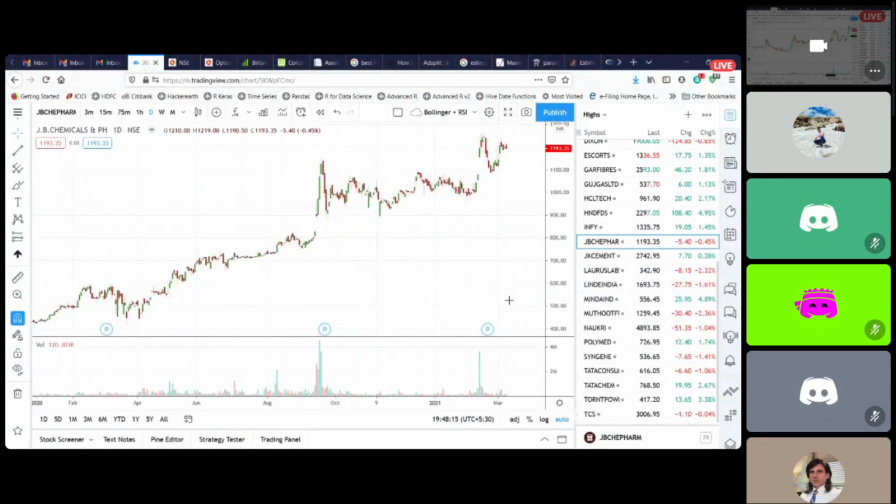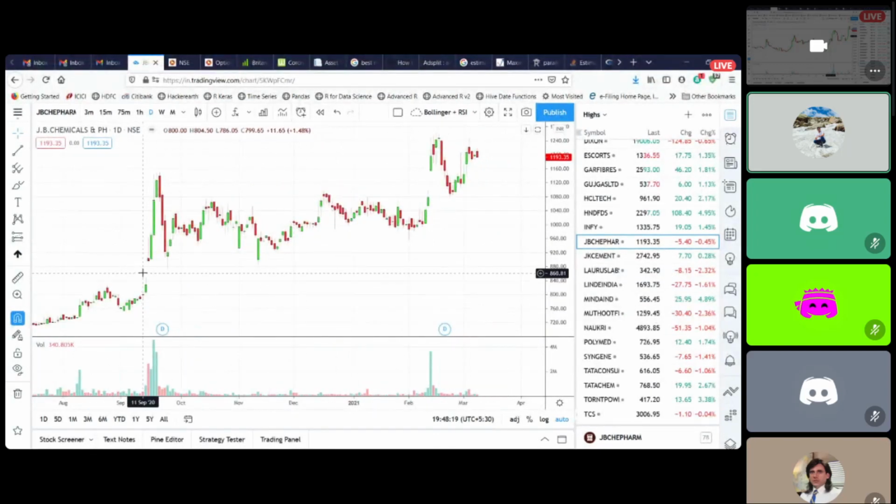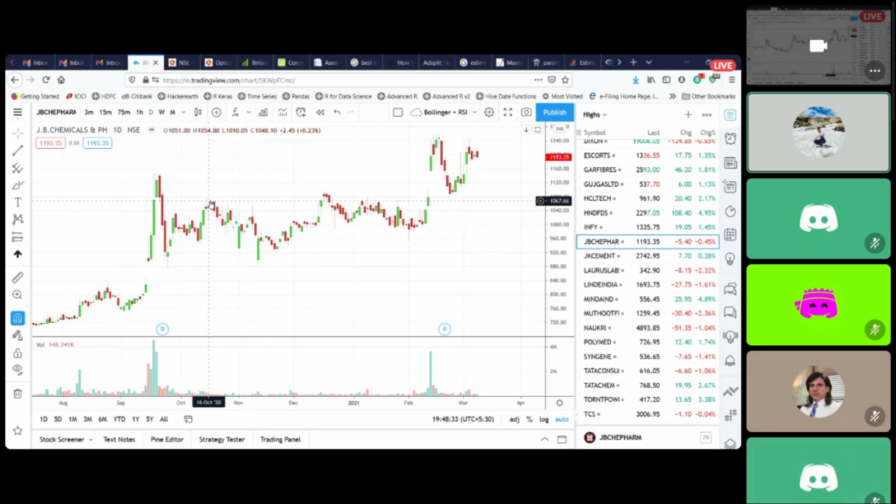Got it. So in JB Chem itself, once it is on my radar, I see that this support is here at 880. When this big green candle comes in, this becomes my entry point to go long. So I go long at 950, immediate booking target at 1060, and holding the rest for 1140. So you book out here immediately and then hold the rest, which would have also booked out in this gap up candle.